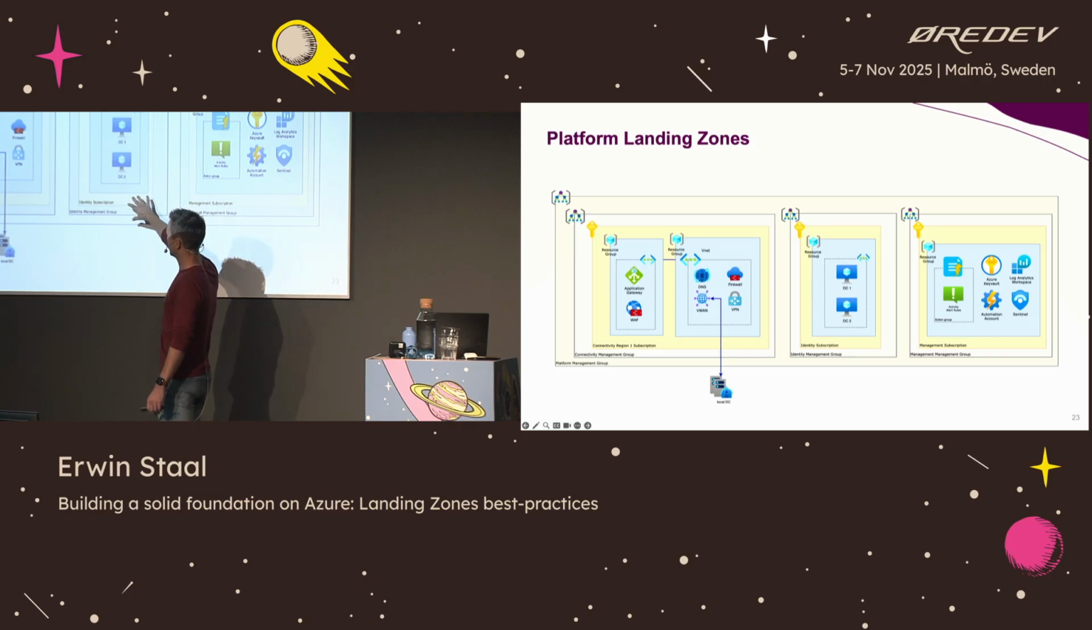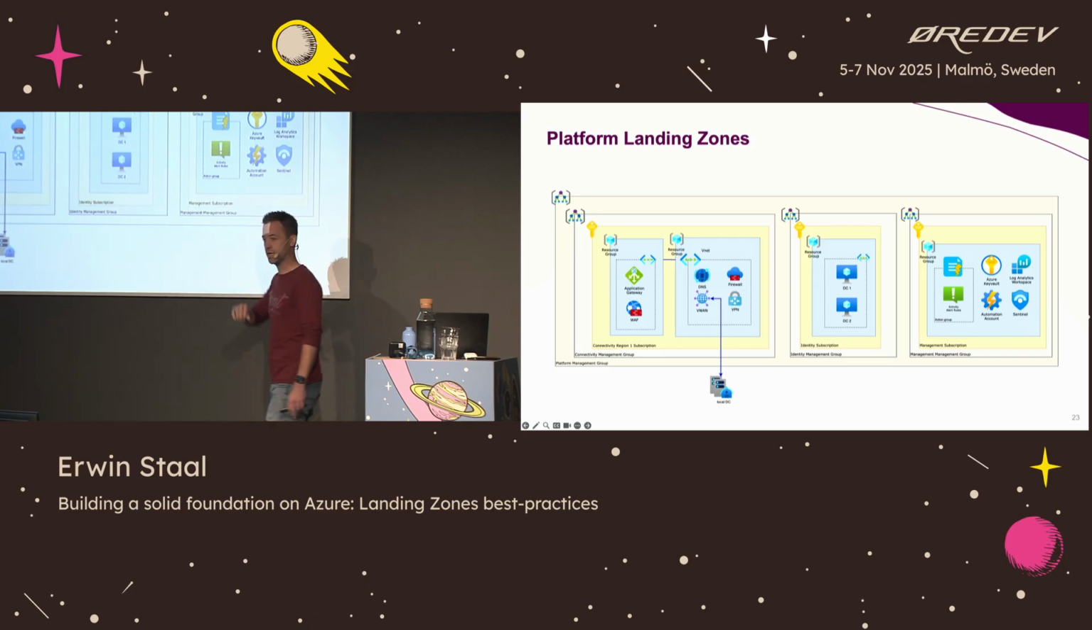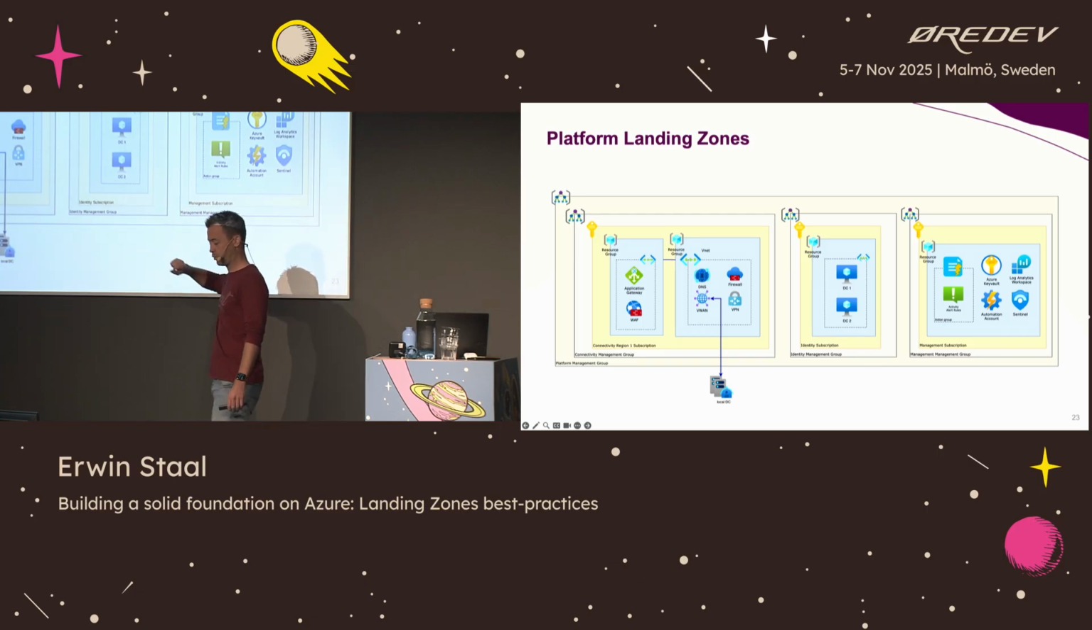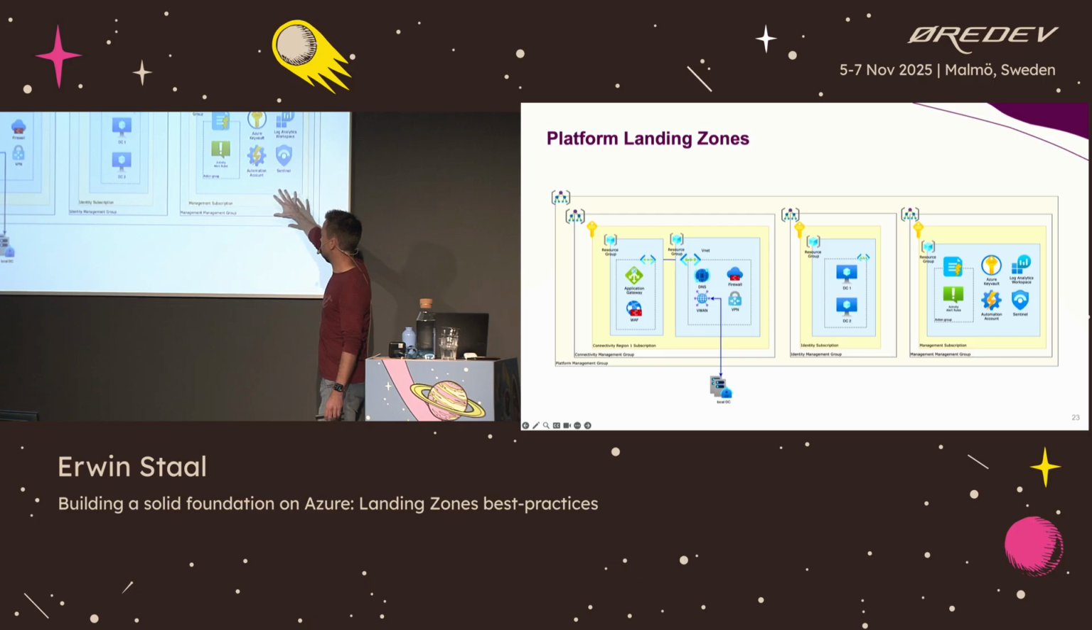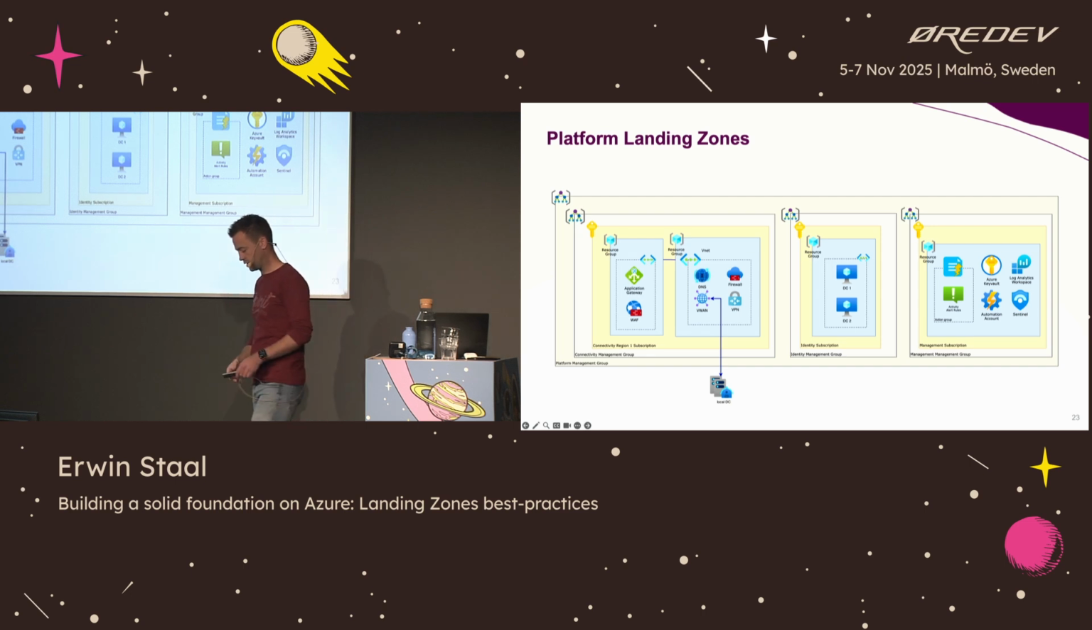In the identity subscription, we, for example, find things like domain controllers, although more and more organizations no longer have the need for them because they do it purely cloud native, but that would be the place where you would probably host those. And in the management subscription, we find things around Sentinel, central logging to Log Analytics, and those kinds of things.